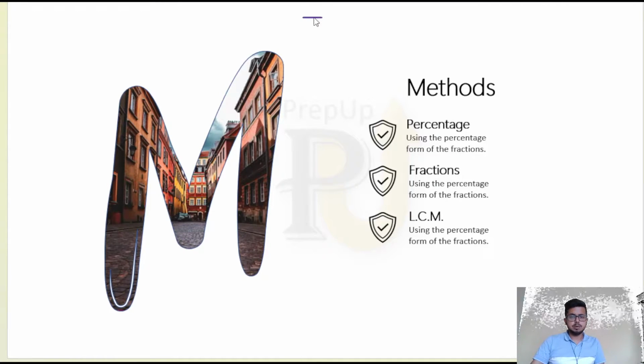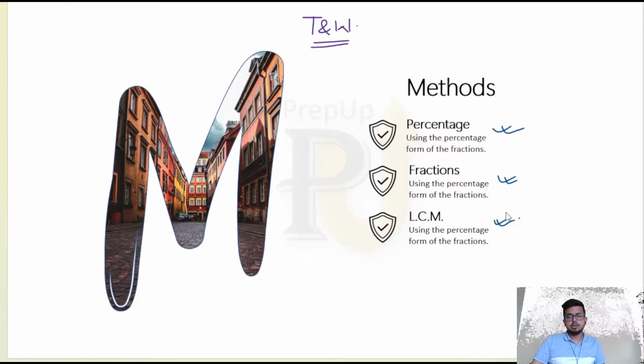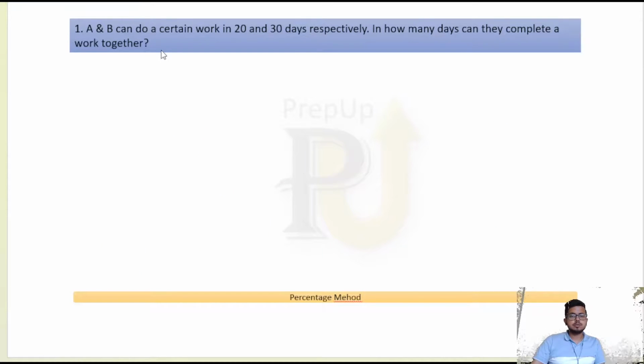We are going to discuss time and work because it is one of the easiest topics in the CAT syllabus or any other syllabus, be it SSC, bank exams or something else. So why are we doing this? We are trying to ascertain how percentages, fractions and LCM are used while solving the questions of this topic. Now let's move to this first question.